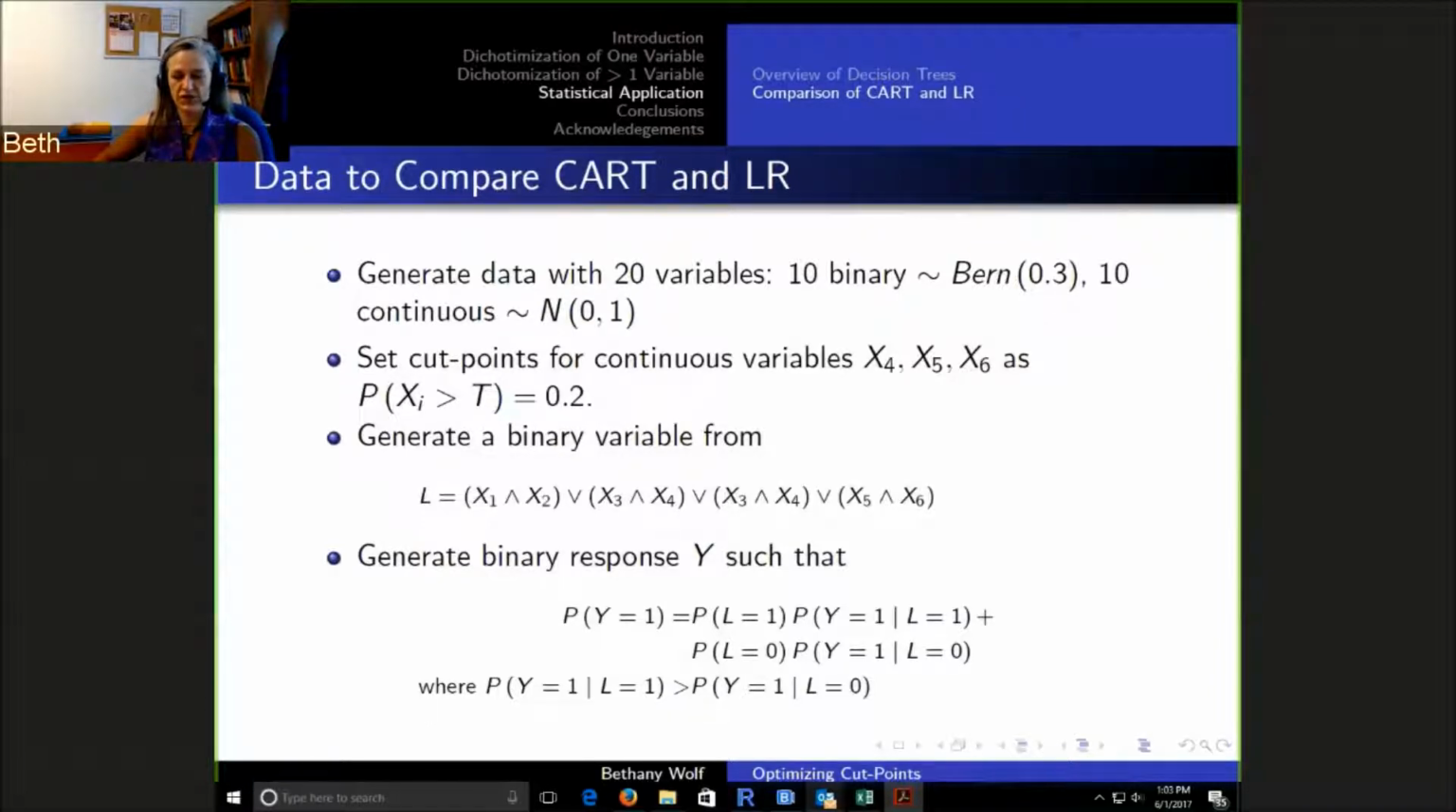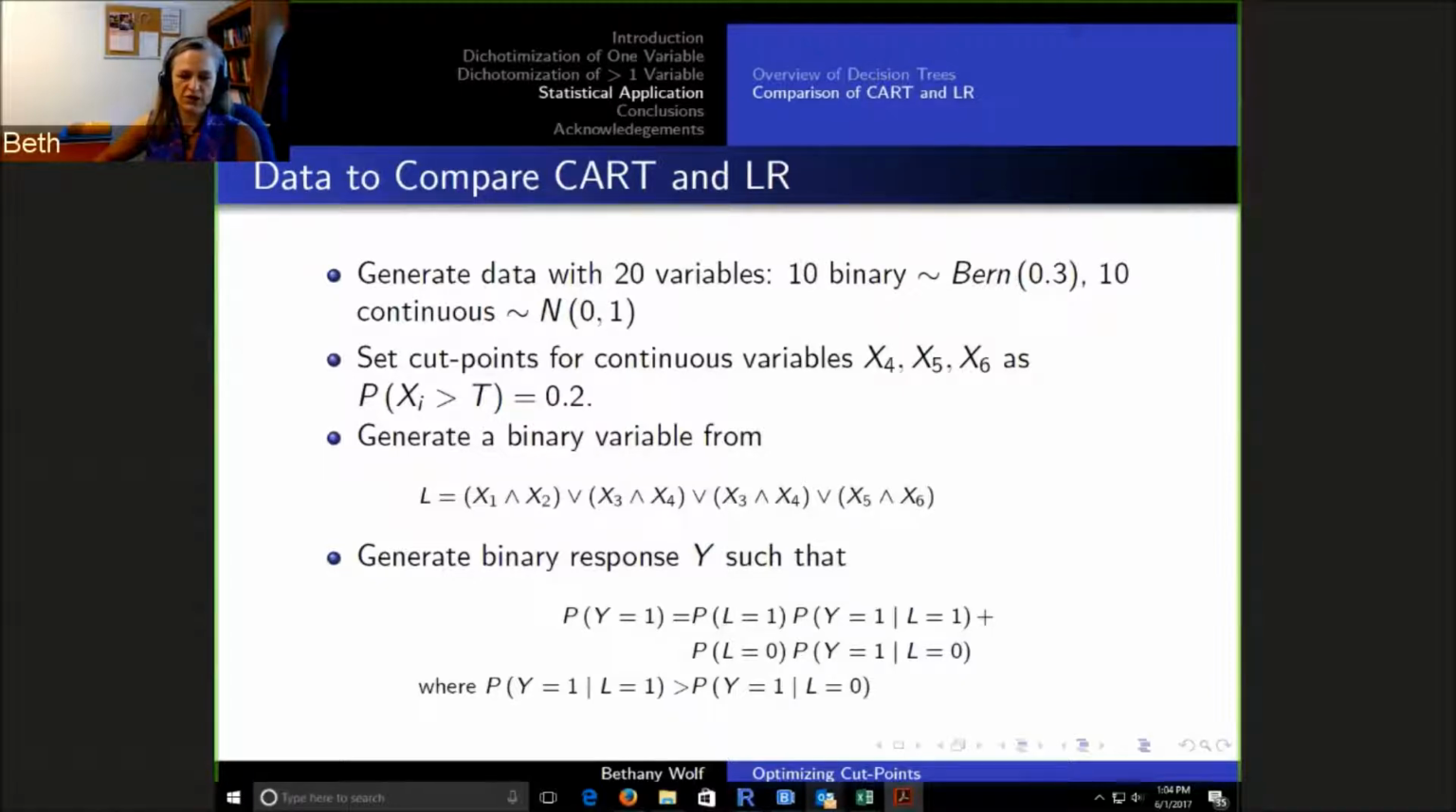So if x1 and x2 are true, or x3 and x4 are equal to 1, and so that would be x3 is equal to 1 because it's a binary variable, but x4 is greater than t, or x3. Oops, there's an extra, so drop that one. And then finally, if x5 and x6 are true, so in that case, that means that x6 is greater than t and x5 is greater than t. So these are both continuous. This is a mixture of continuous and binary, and these are both binary.